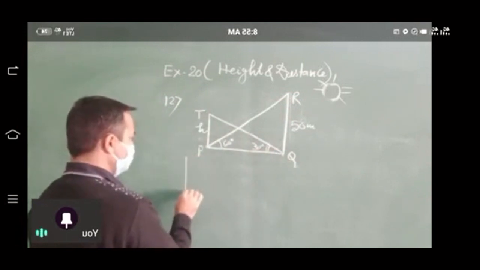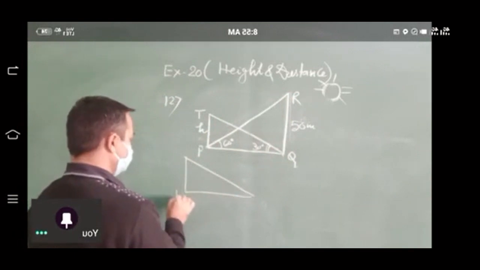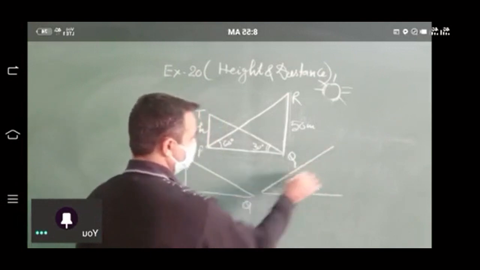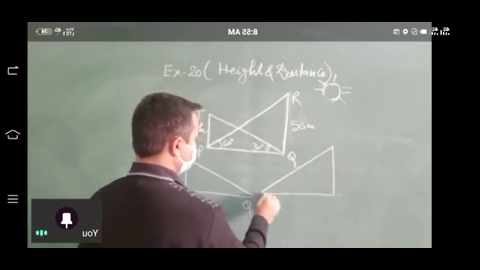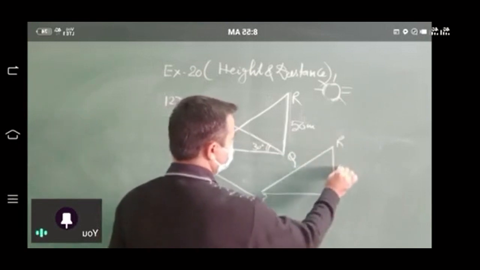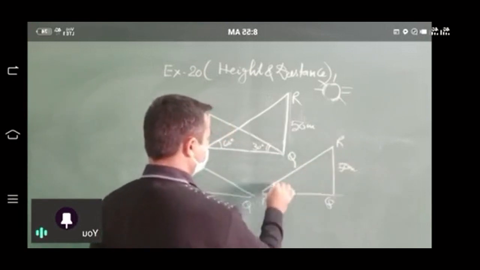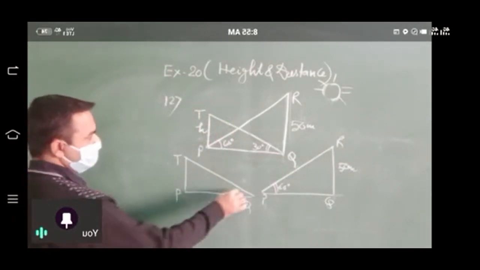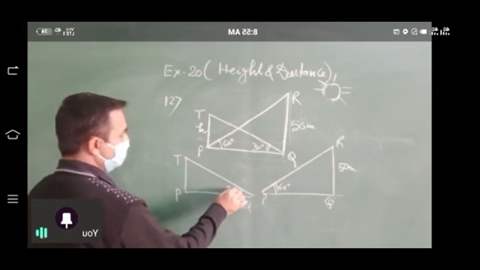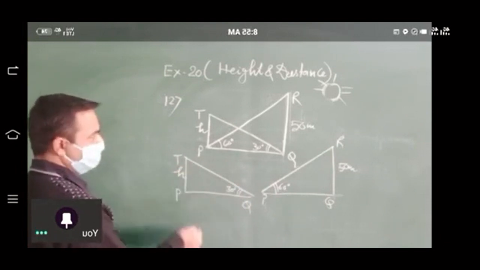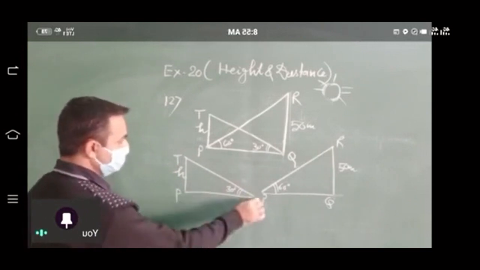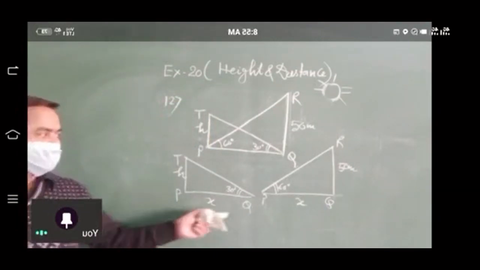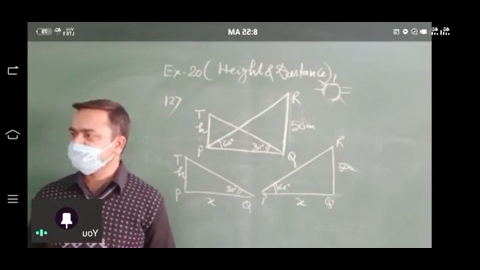If you are drawing these two triangles separately, the first one is PDQ and the second one is this triangle, which is PQR. This is 50 meter and this angle of elevation is 60 degree. And the second one is, the angle of elevation is 30 degree and this one is the height. Okay. So here PQ is not given, consider this as X, because PQ is common.